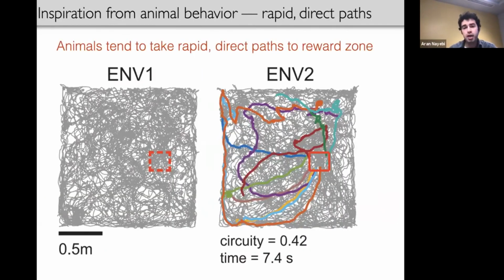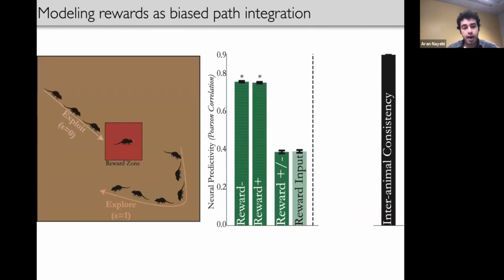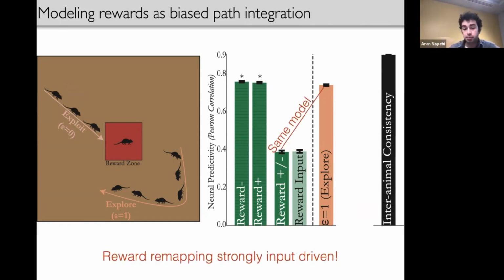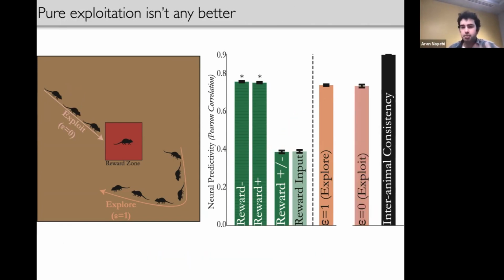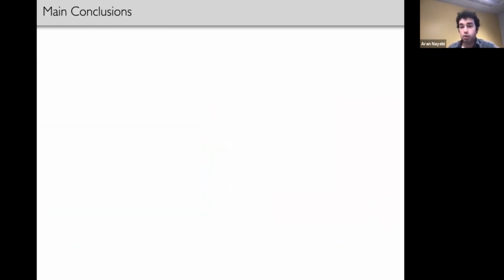So we turned to animal behavior, and we took into account the observation that animals tend to take rapid, direct paths to the reward zone when it's present. And we modeled this as a change in the policy of the network. And crucially, just by changing the policy but keeping the weights fixed, this is the same model, we can improve this quite strongly. And purely exploiting doesn't really help either. However, the best final model is one that titrates between exploration and exploitation in order to capture this remapping. So a reward bias path integrator can capture this.